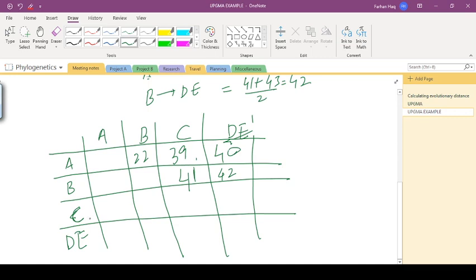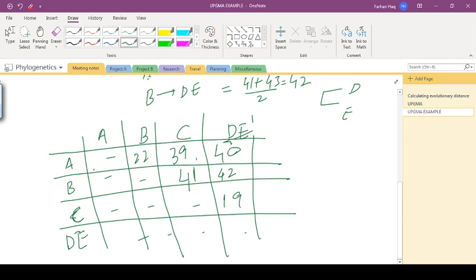Okay, so C and DE: the distance from C to D was 18, and the distance of C to E was 20. So 18 plus 20, divided by 2, will be 19, right? So in the tree, D and E are now clustered together like this, D and E, and we have a new matrix here. Now we will fill another.